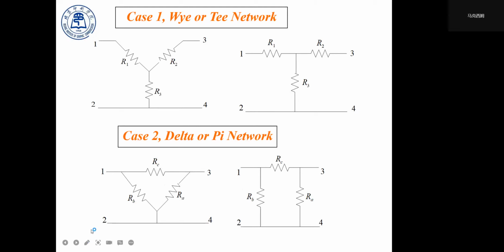This morning we have talked about the Y-shape or the tree-shape network and the delta or pi-shape network. So this is a typical three-terminal network. And I would like to discuss how we could transfer this side to the other side, Y-shape to the delta or vice versa. So this is what we learned from the study this morning.